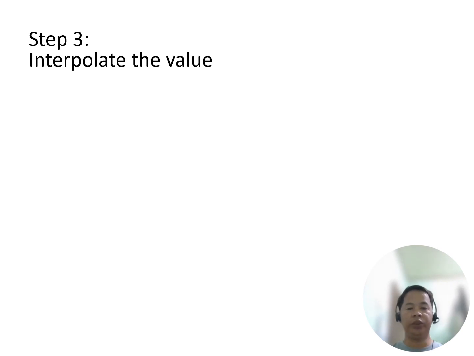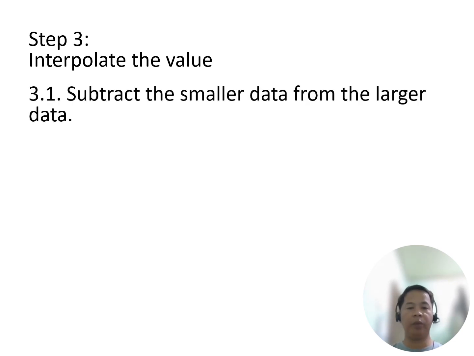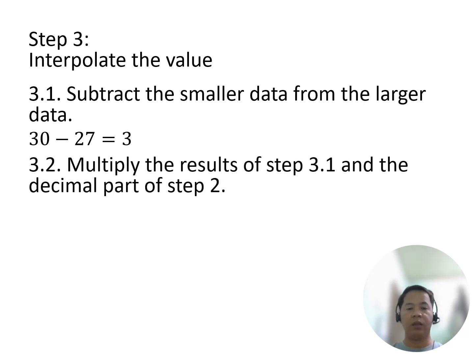Let's do the interpolation. For step 3.1, we're going to subtract the smaller data from the larger data. Again, our larger data is 30, while the smaller data is 27. And the difference of the two is 3. Let's proceed now with step 3.2.